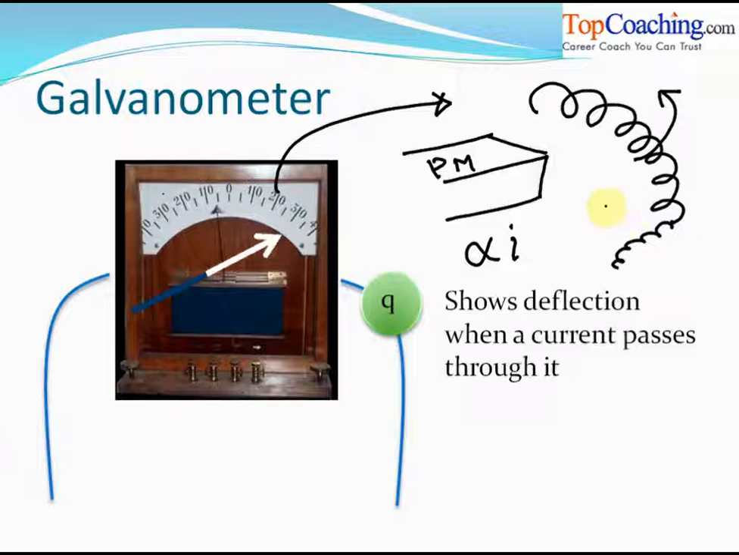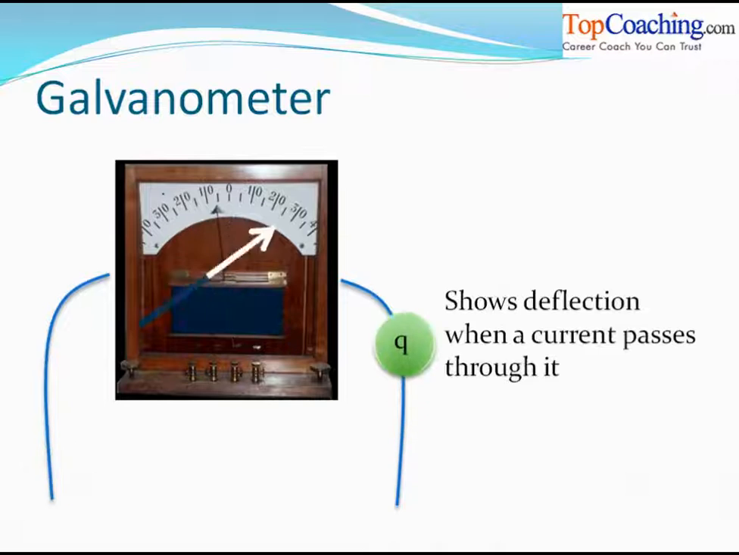The torque experienced causes the needle to move, and the rotation of the needle is proportional to the magnitude of the electric current. So for example, if you pass a 2 ampere current and then you pass a 4 ampere current, you see the deflection in the needle will be twice for the 4 ampere current compared to when the 2 ampere current was passed. Understood? So that's the basic concept of a galvanometer.